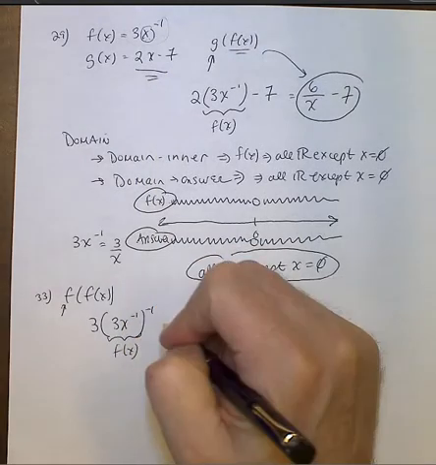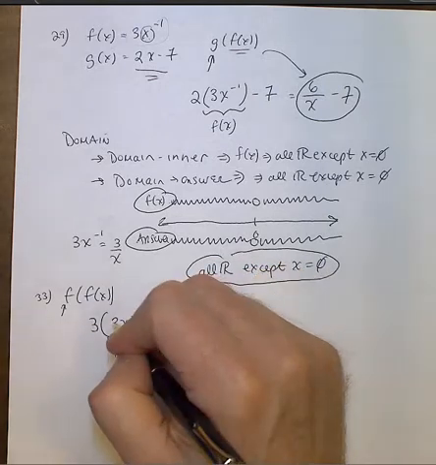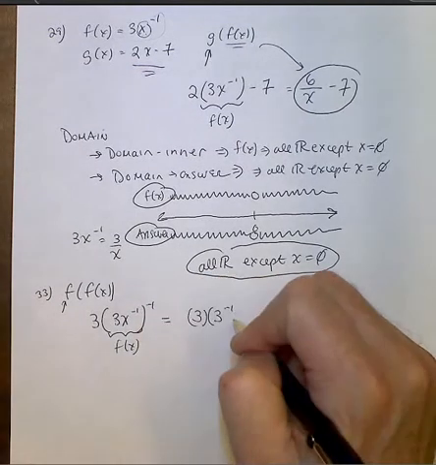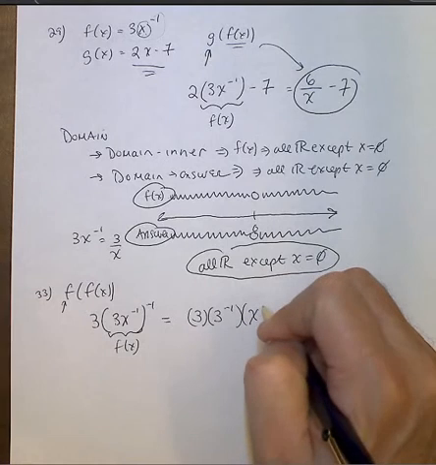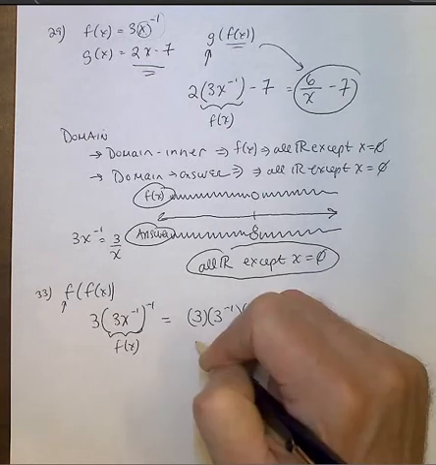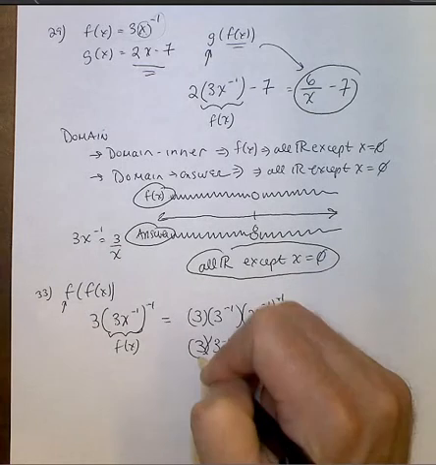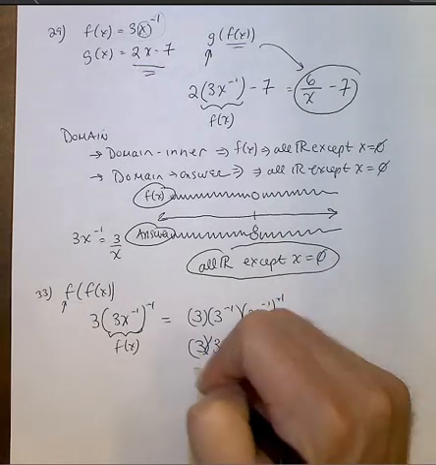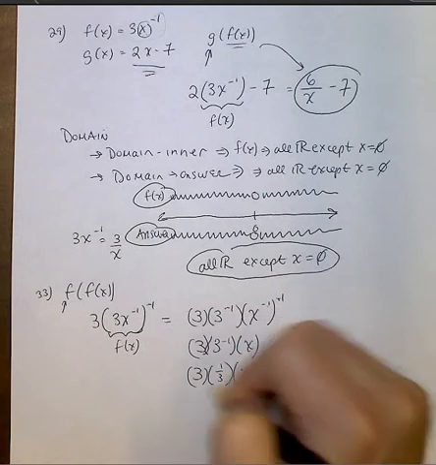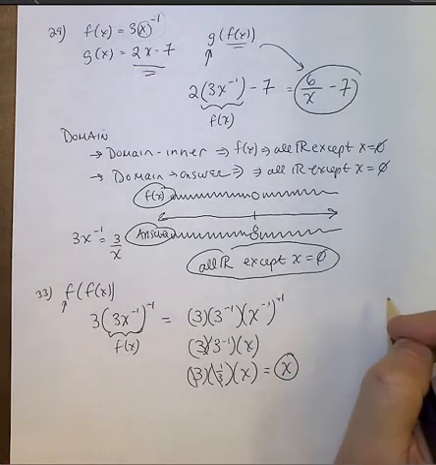So now we have to simplify. It's 3, which is this 3, 3 to the negative 1. We have to take 3 to the negative 1. And then x to the negative 1 raised to the negative 1. Well, it's power to power, so negative 1 times negative 1 is positive 1. And when we look at 3 and 3 to the negative 1, well, 3 to the negative 1 is 1 over 3. And so our final answer is x. So f of f of x, the answer is x.